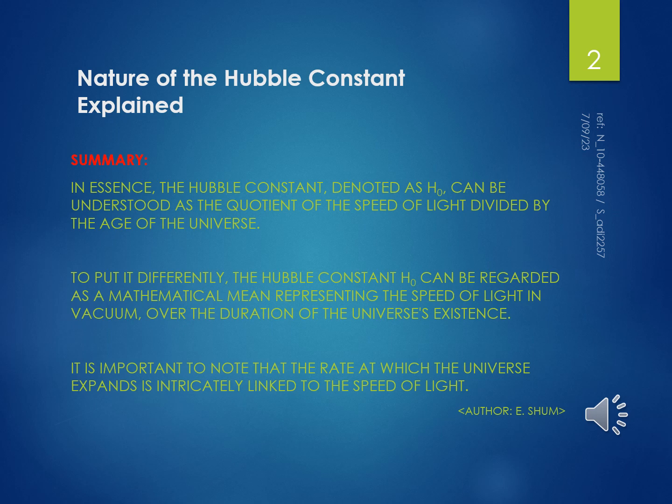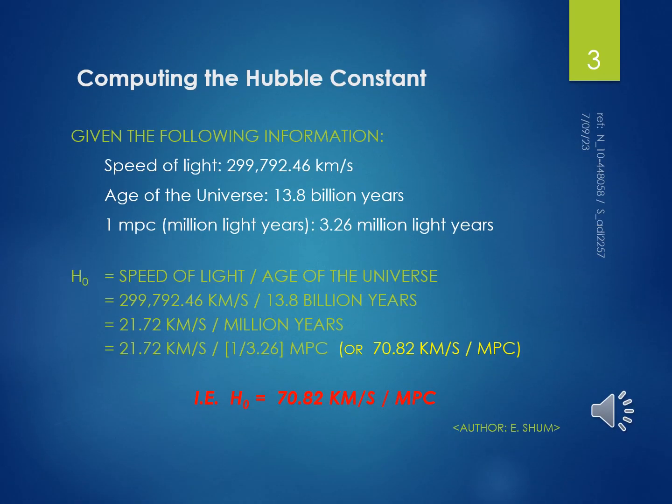Hence it is important to note that the rate at which the universe expands is intricately linked to the speed of light. Given the speed of light and the age of the universe, we can compute the Hubble constant by dividing the speed of light by the age of the universe.